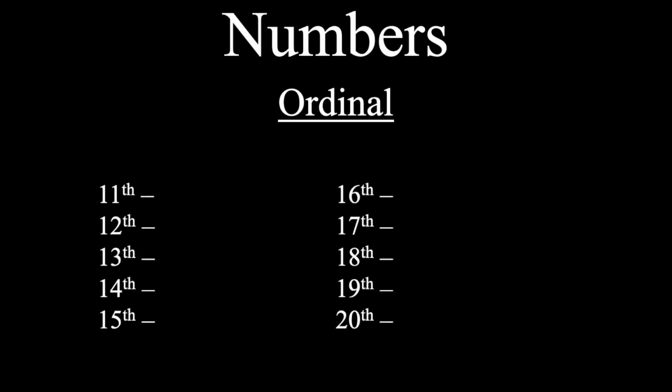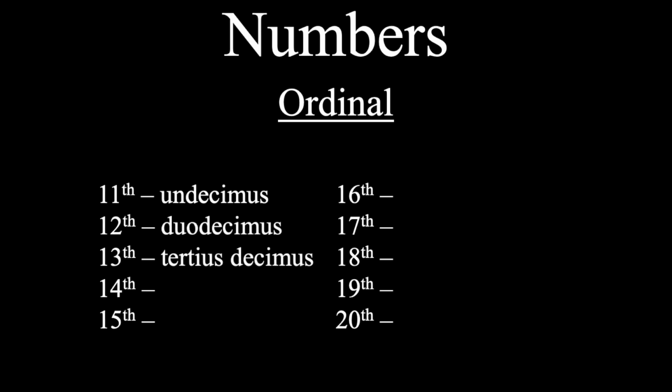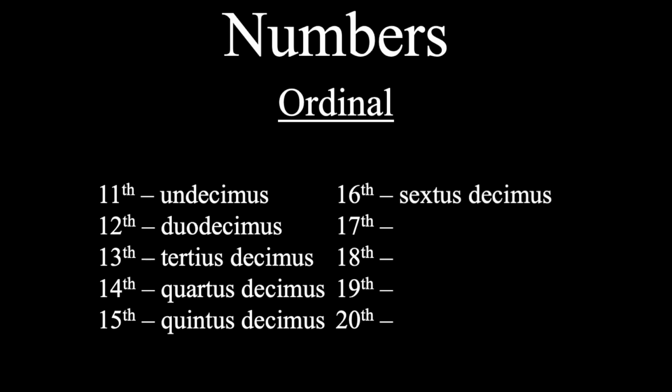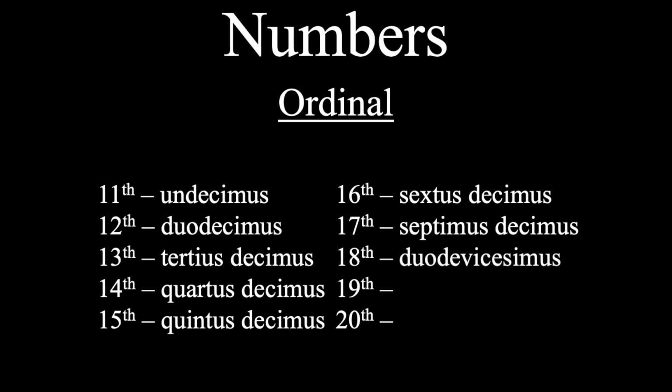Now into the teens, undecimus, duodecimus, so we're just adding numbers together, tertius decimus, so actually two separate words, quartus decimus, quintus decimus, sextus decimus, septimus decimus, and of course now we're going to have something different. Duodevicesimus, undevicesimus, and vicesimus. So for the last three we have 2 from 20th, 1 from 20th, and 20th.